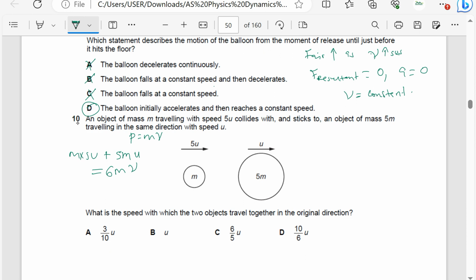So we have 5 plus 5, that is 10 m u is equal to 6 m v. M cancels out. So v is going to be 10 over 6 times u. So the question is, what is the speed with which the two objects travel together in the original direction? So it is 10 over 6u. So the answer is D.